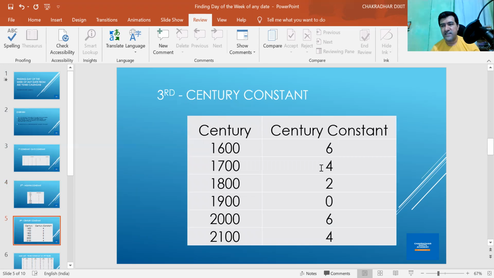Our third constant is the century constant, meaning in which century that date is falling. Like if it is falling in the 1600s, you are taking out a history date. In that case, for 1600, our constant is 6. For 1700, it is 4. For 1800, it is 2. For 1900, it is 0. For 2000, it is 6. And for 2100, it is 4. So most of our friends' dates will fall either in 1900 or in 2000.